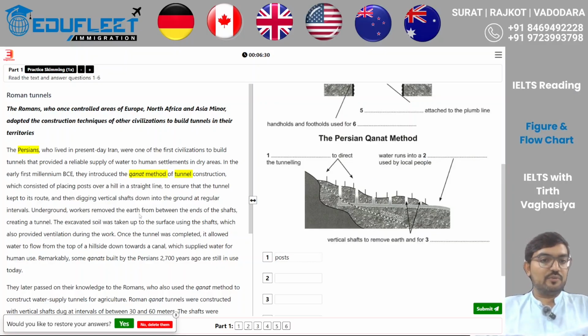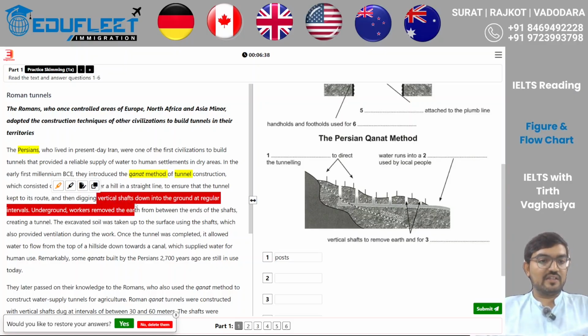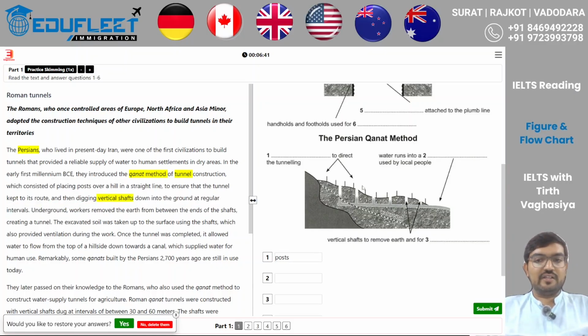Okay, now what you need to do is, now we have covered till here, then see, let's look at this, and then digging vertical shaft. Now vertical shaft is what? We got it here. So line question number 3, these are the vertical shaft, right? Down into the ground at a regular interval. So at regular interval, the shafts are dug.